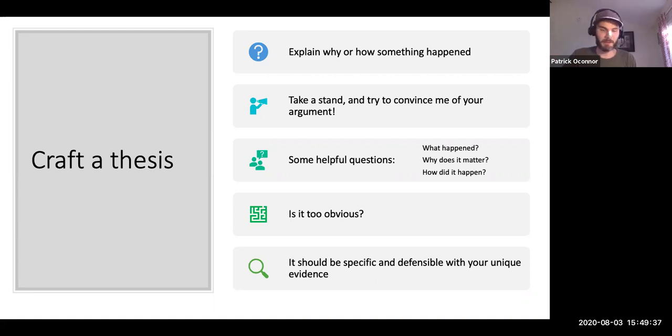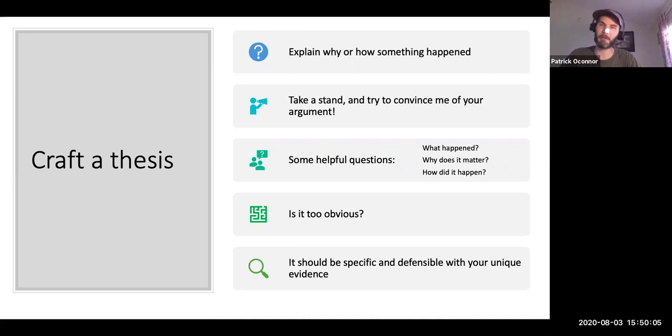One question I always like to ask is, is my thesis too obvious? For example, if your thesis is that the runaway ads show that slavery was dehumanizing, that's too obvious. If your thesis is that the runaway ads show that slavery was racist, that's too obvious. Okay, so keep going if that's where you start. And it's okay to start there, but I want you to dig a little deeper.